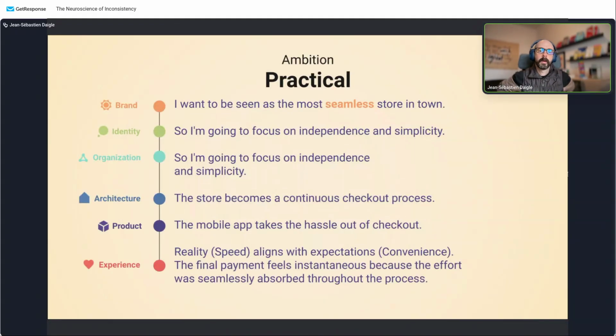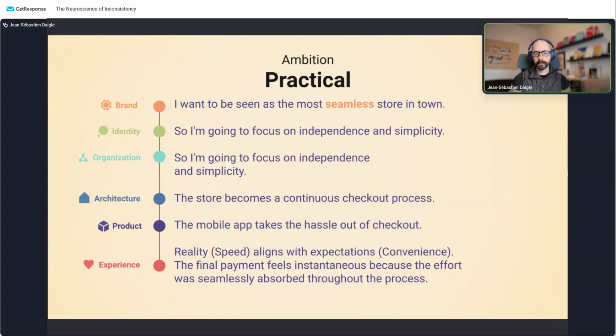So the other one, this one is international. Here's a hint: practical. I want to be seen as the most seamless store in town. Going to focus on independence and simplicity. On the organization side, staff will help if required, and they will be spread out everywhere. The store becomes a continuous checkout process.